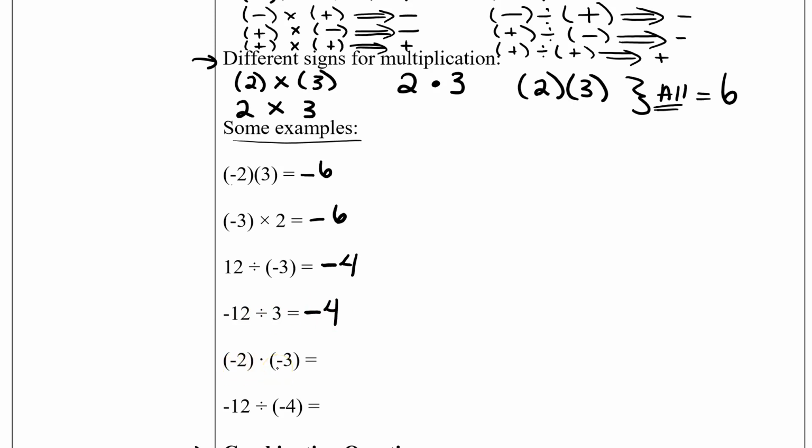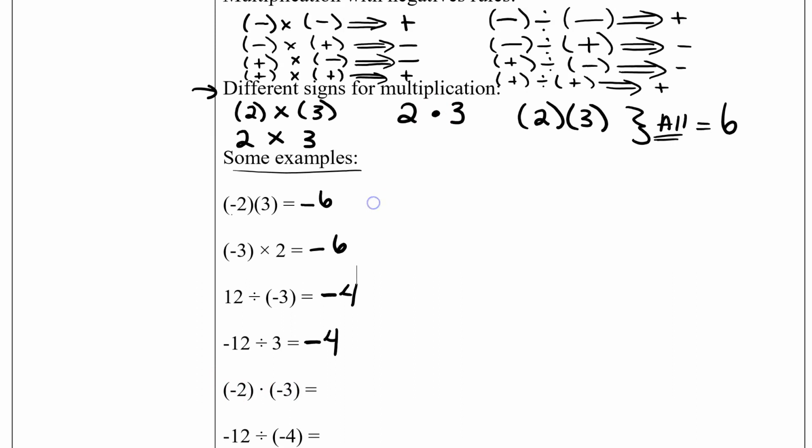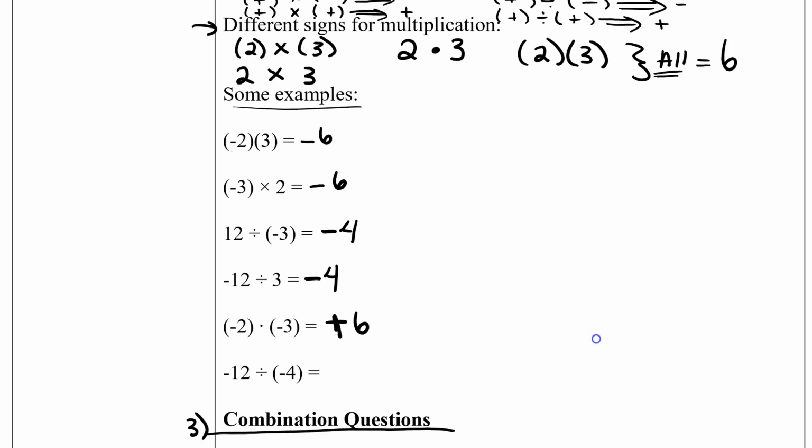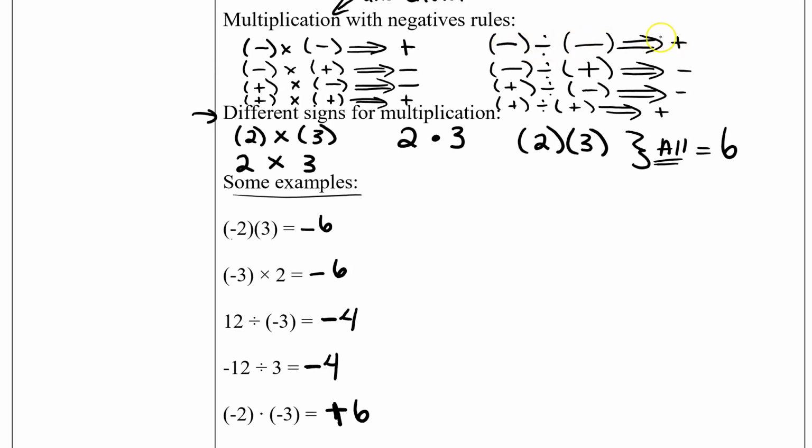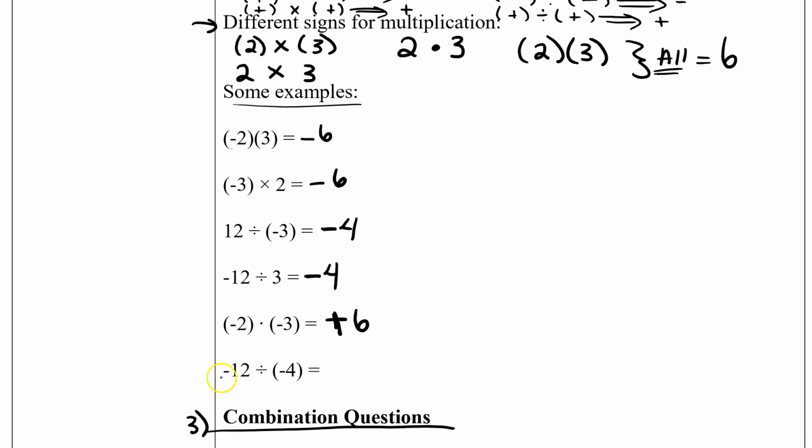Negative 2 times, because remember this means multiplication, negative 3, a negative times a negative. Negative times a negative is a positive. So we're going to have positive 6. Same thing here, a negative divided by a negative, just like this right here. A negative divided by a negative is positive. So negative 12 divided by negative 4, it's going to be positive. 12 divided by 4 is 3. And we're done.